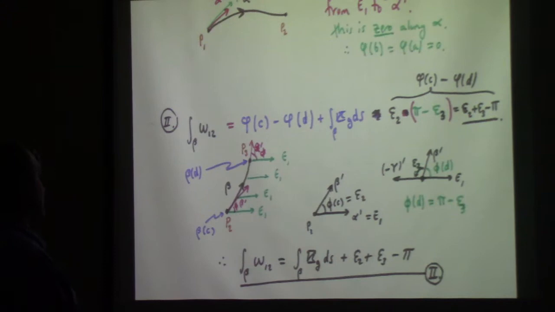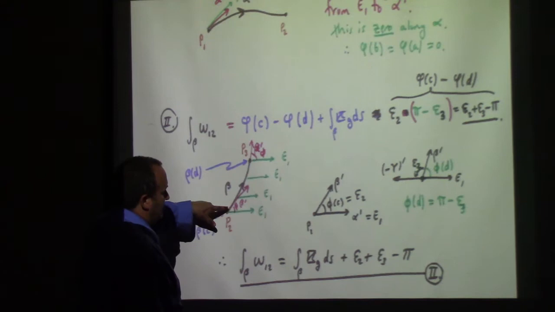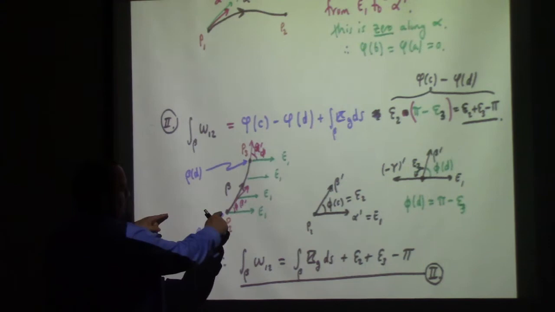And let's see here. So you have to go back to the earlier picture we had about the exterior angles. And I see, what am I saying here? I think I'm saying that phi of c is, yeah, is e2, right? Because if you had the rest of the picture here, it's the exterior angle sweeping from the alpha curve up to the beta curve.